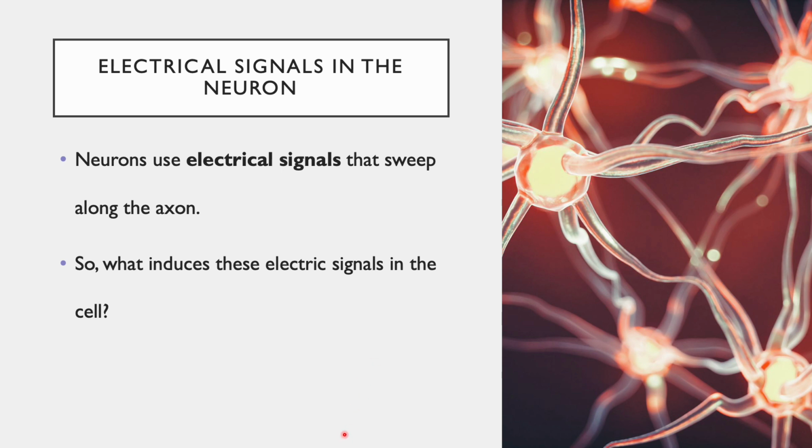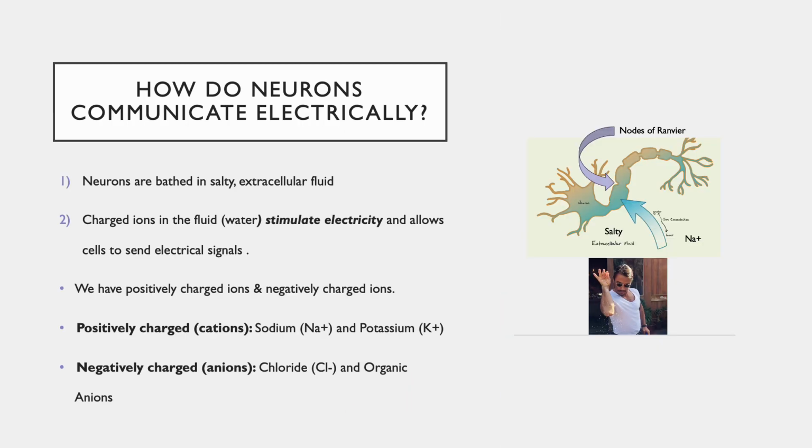So what induces these electrical signals in the cell? Well, it's electrically charged ions that exist in the cytosol of the axon. So how do neurons communicate electrically? Remember that neurons are bathed in salty extracellular fluid. So for example, here we have our neuron, and there's plentiful sodium around it. Sodium is a positively charged ion that helps to stimulate electricity.